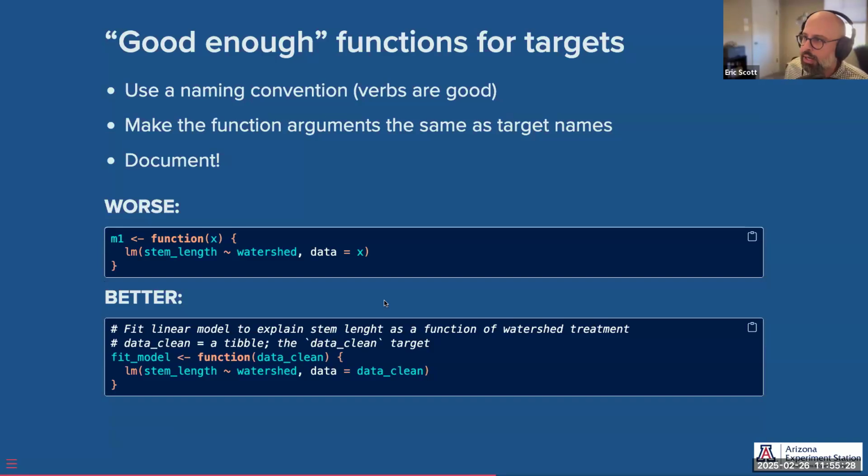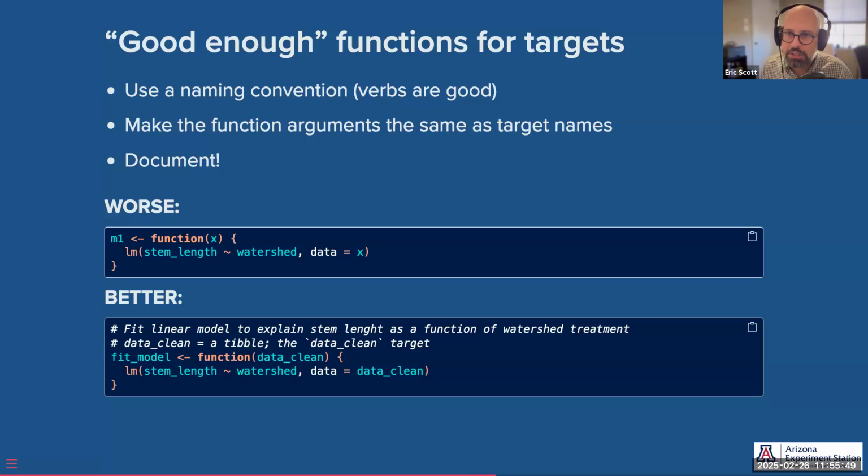Now, when you're creating functions, it's a good idea to use some kind of naming convention. Verbs are usually good for functions because they're doing something. It's a good idea to make the function arguments the same as target names, and I'll go back to the demo and show you what that looks like in a second.